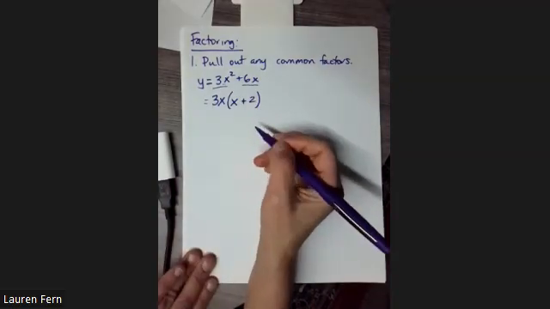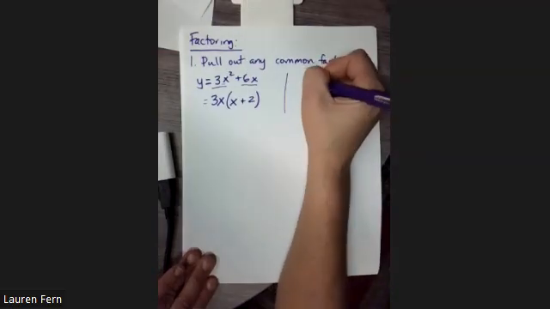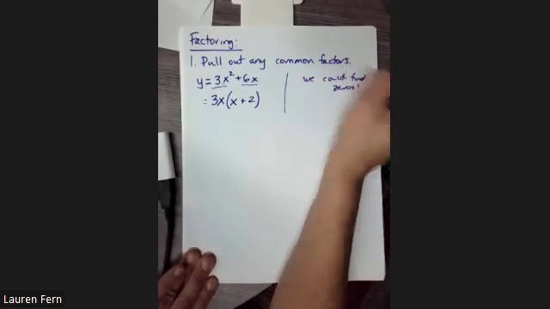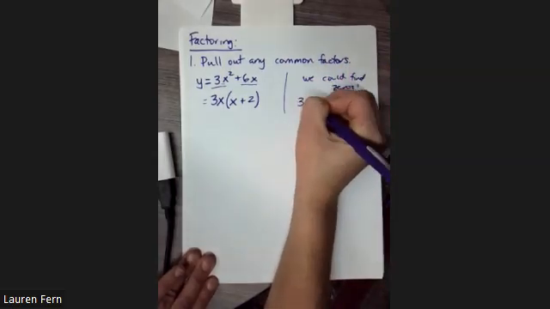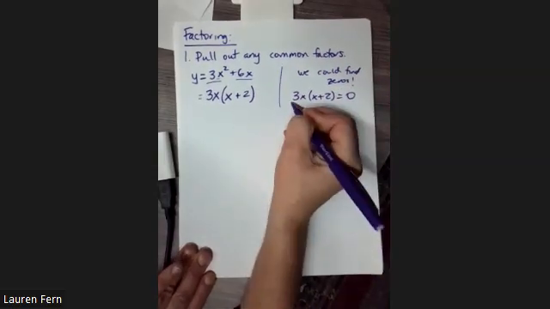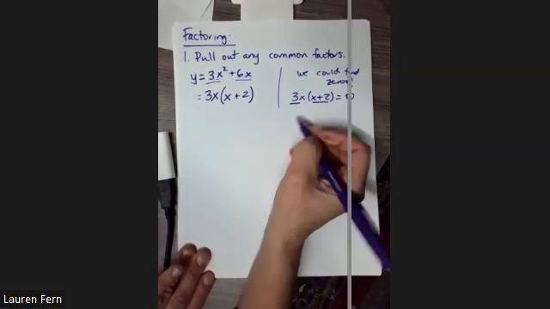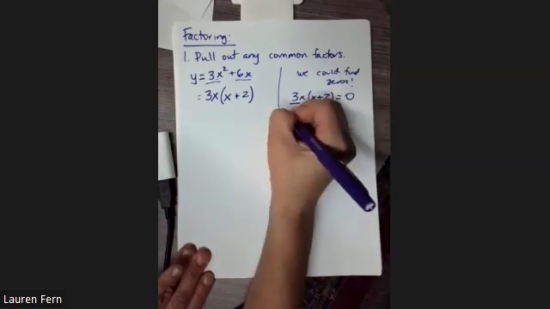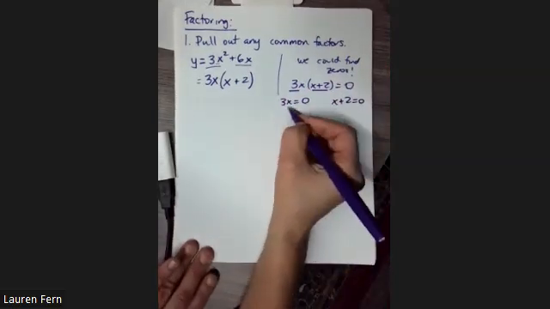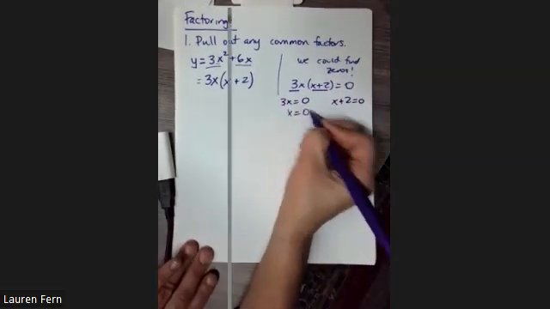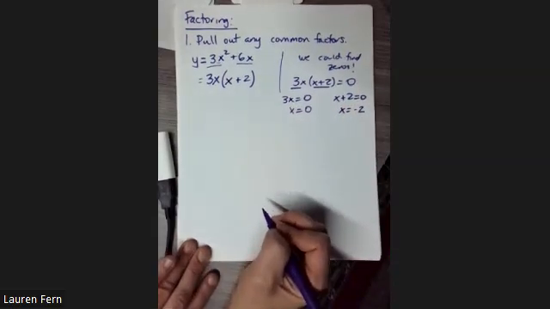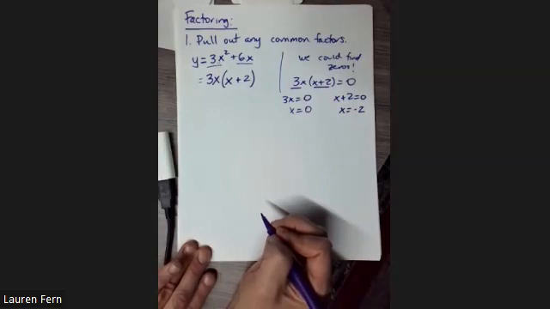Now, from here, we could find the zeros. How? Well, take this factored form and set it equal to 0. We have the product of two things equal to 0. So either my first one is 0 or my second one is 0. Well, this is only 0 if x is 0, and here if x is negative 2.